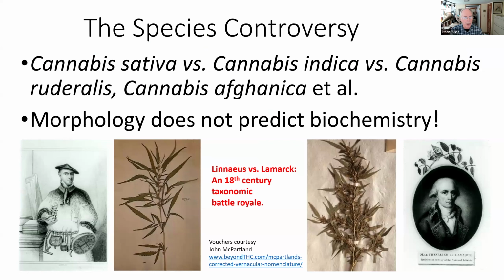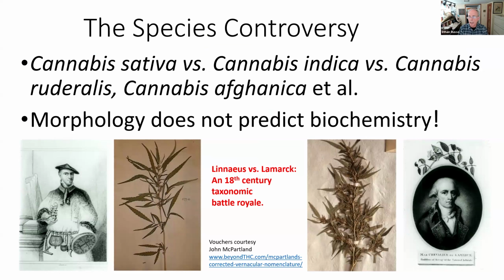Now, there's always been controversy about how many species are in the genus Cannabis. For a couple of hundred years before Linnaeus really developed binomial Latin nomenclature, there was an entity called Cannabis sativa, or cultivated cannabis. So this was in the 18th century.